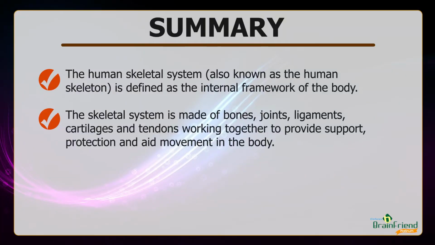This brings us to the end of this class. But before we go, let's take a quick review of what we've learned so far. First, we learned that the human skeletal system, also known as the human skeleton, is defined as the internal framework of the body. Secondly, we learned that the skeletal system is made of bones, joints, ligaments, cartilages, and tendons, working together to provide support, protection, and aid movement in the body.